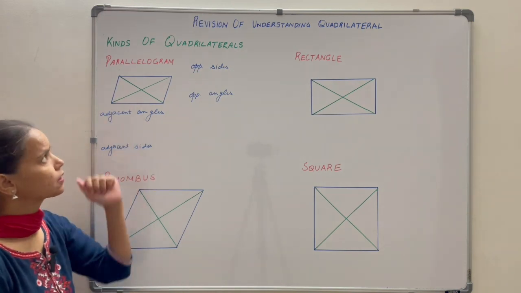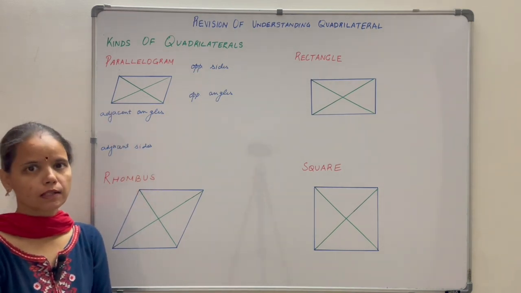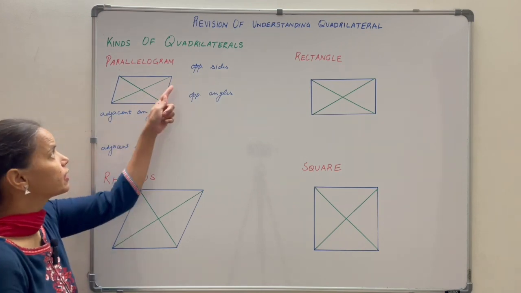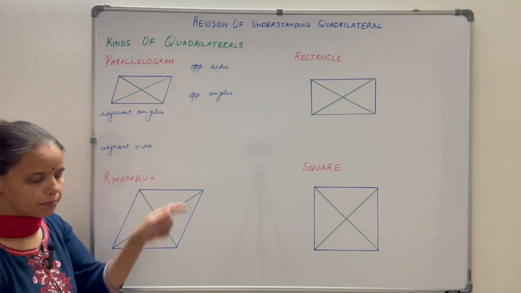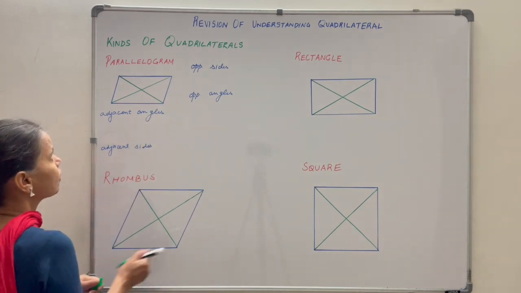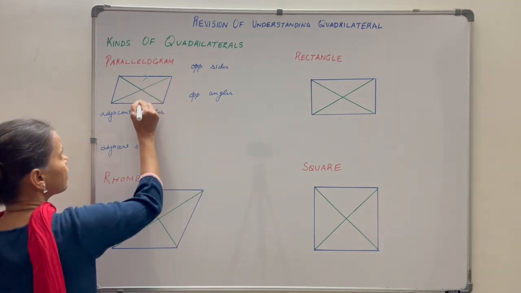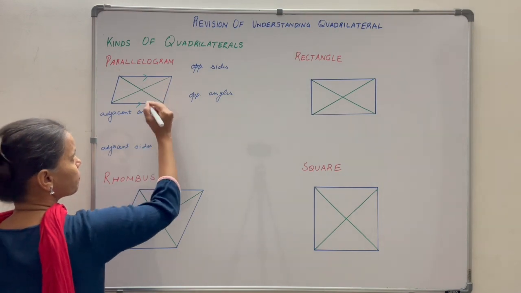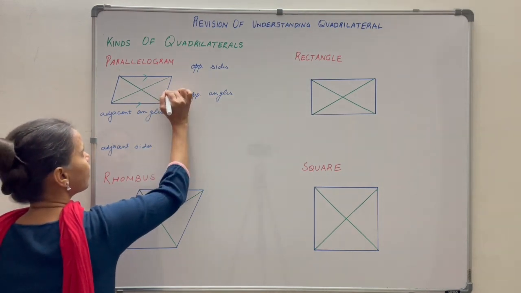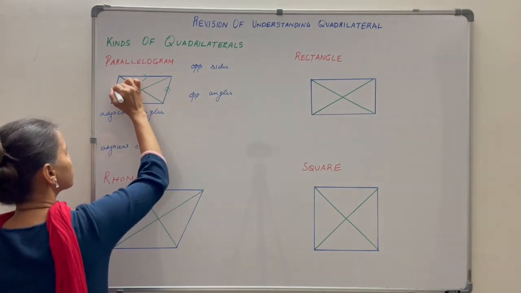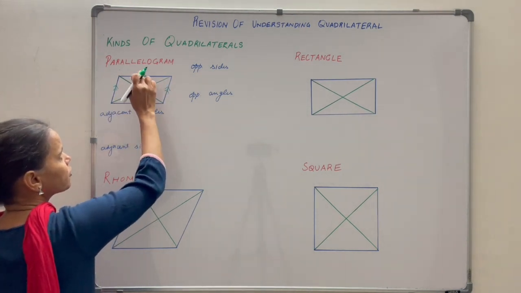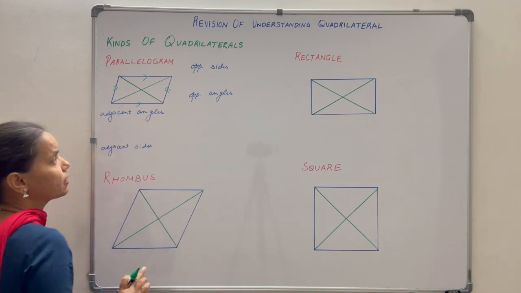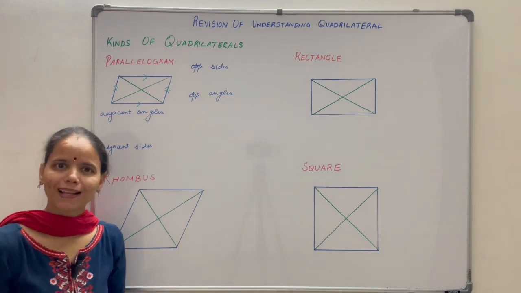Now we are going to discuss parallelogram. As the name suggests, it's a quadrilateral that has got both the pairs of opposite sides parallel. So it has got these two opposite sides parallel, and these two opposite sides parallel. So a quadrilateral having both the pairs of opposite sides parallel is called a parallelogram.